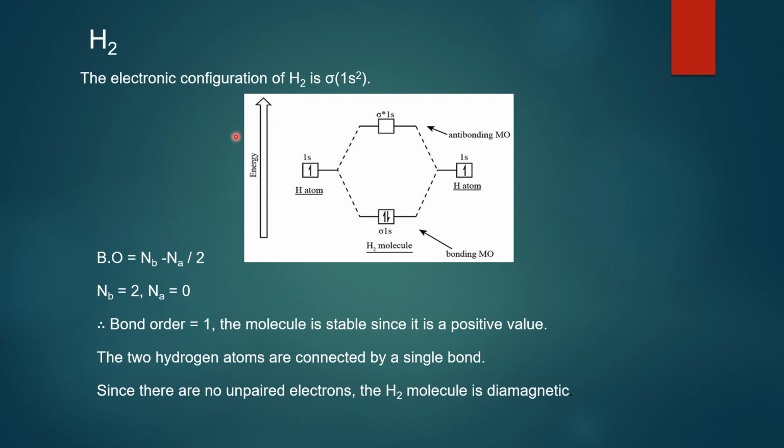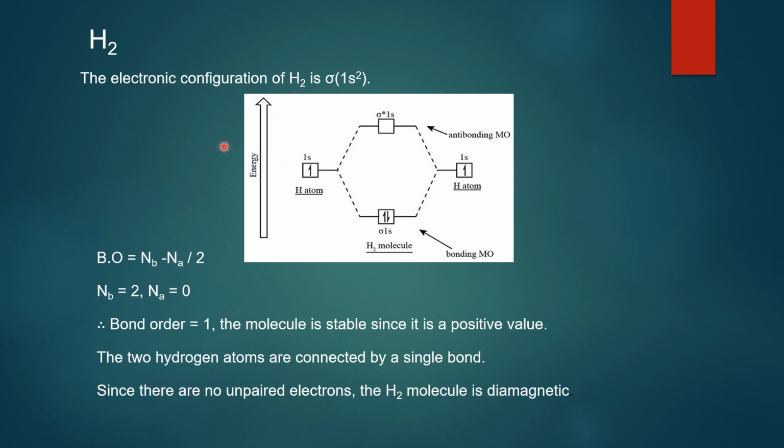The number of boxes from both 1s atomic orbitals is 1 plus 1, 2 boxes. On either side of the molecular orbitals, the number of atomic orbital boxes is 2. That is the reason the number of molecular orbitals obtained is also 2 at the middle position.